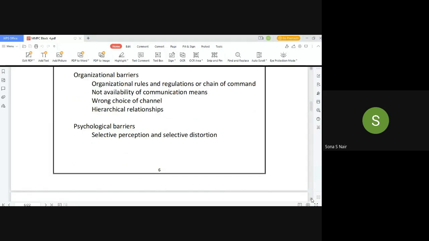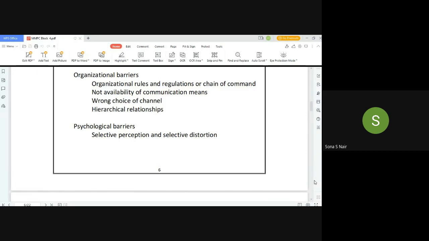Psychological barriers, selective perception and selective distortion. Selective perception is when you're wanting to only perceive those things which you believe in. So suppose if you feel that your superior is very egoistic and very demanding, very controlling, very dominant, and you want to look at it that way only, some good information which comes to you possibly will be perceived as being an insult to yourself, whereas he's actually giving you some kind of feedback on your performance. So that is selective perception.